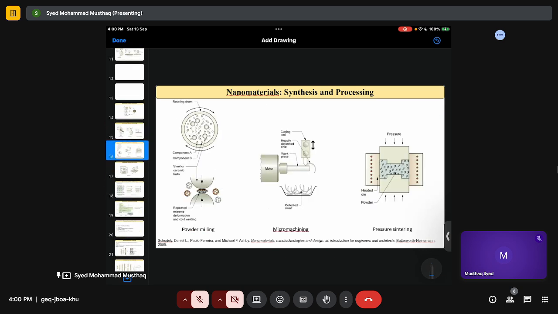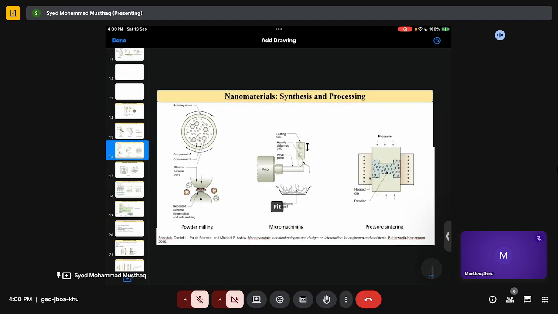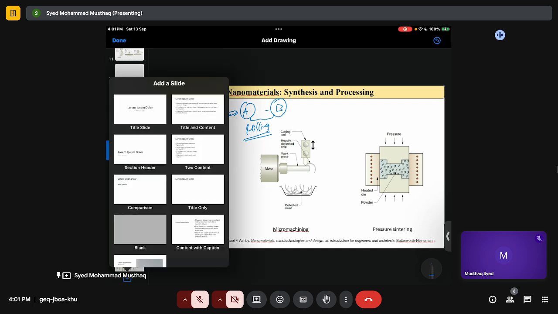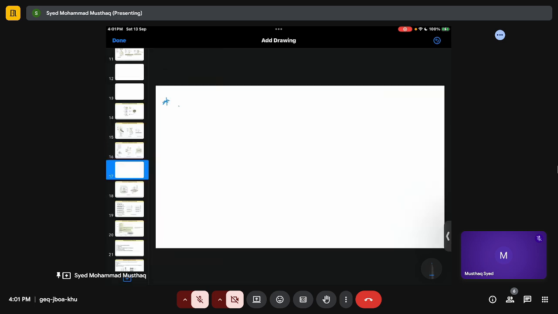And then you do the powder milling. Powder milling is nothing but breaking the particles. Milling can be done in many ways. Milling can be done solely for mixing. For example, if you have A powder and B powder and you want to mix them, you do the milling. So for mixing, you can use milling.